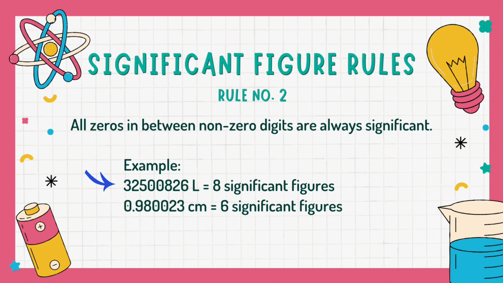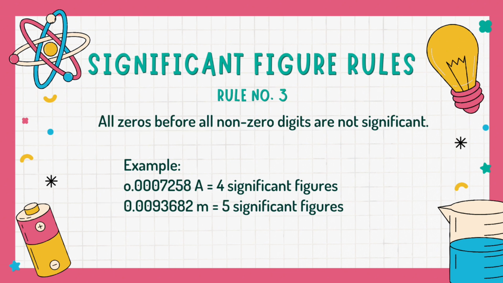For the first example, there are 8 significant figures because there might be 0, but it is between non-zero digits, so it is considered significant. For the second example, there are 6 significant figures because there are 2 zeros in between non-zero digits. But the first 0 is not significant because it is not in between non-zero digits.